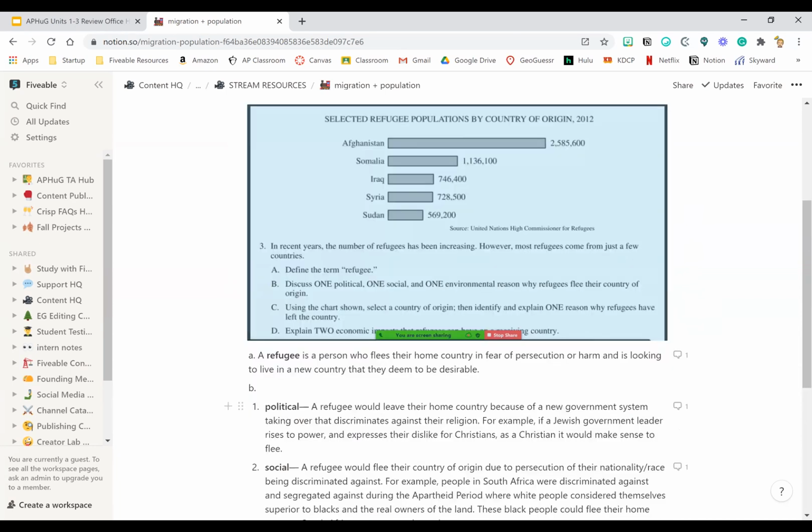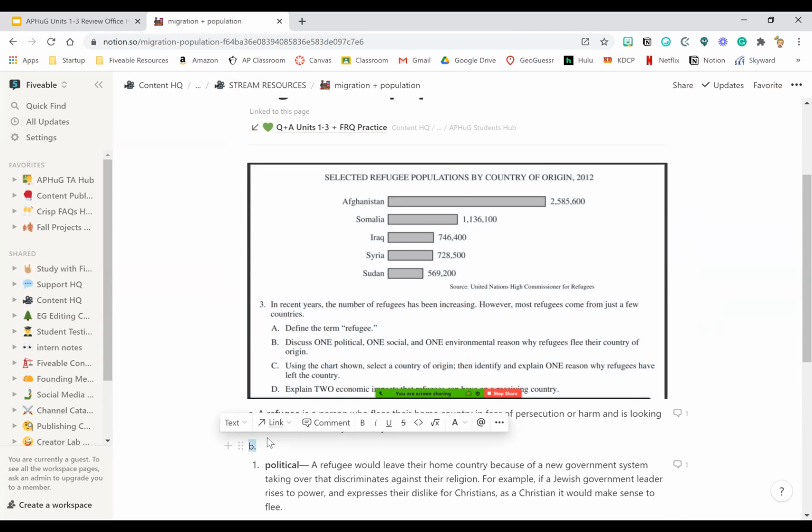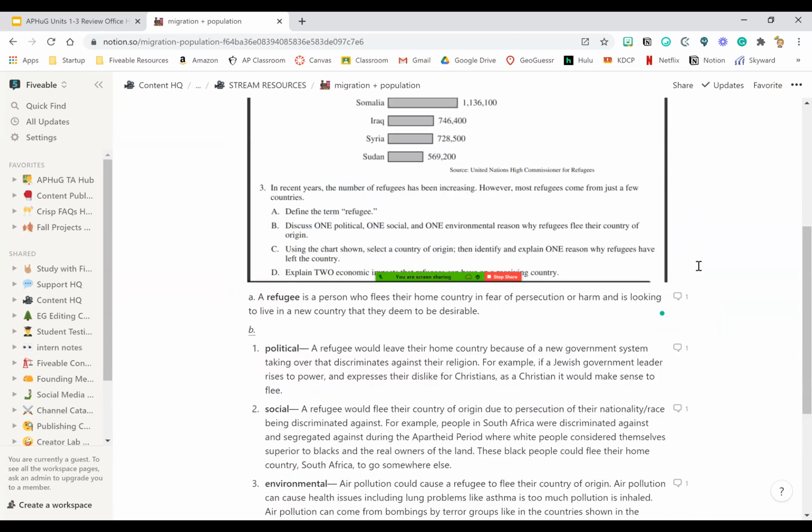So does anybody want to pick a country from this graph, and then give me one reason why they would leave the country, and then we can write about it together? Thomasina, I haven't heard from you in a while. Pick a country and give me a reason. Using the chat is fine too.